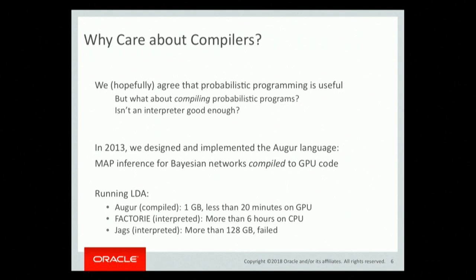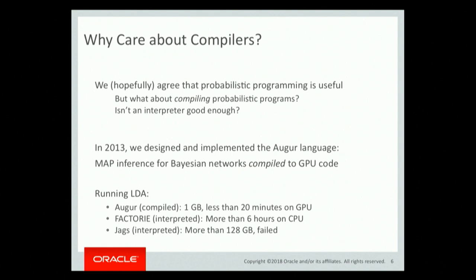In 2013, colleagues and I at Oracle started to design a language called Augur. The idea was to do MAP inference for Bayesian networks, but in such a way that the code would be compiled down to GPU. We wanted to be able to run everything on the GPU. Once we were done building this prototype, one of the first programs we wrote was LDA, and when we ran LDA, we got results that compare like this. I don't want to give too hard numbers because I'm comparing apples and potatoes, or bananas, some fruit. But with Augur, which is compiled, we could run LDA on some fraction of Wikipedia with less than 1 gigabyte in less than 20 minutes on the GPU.